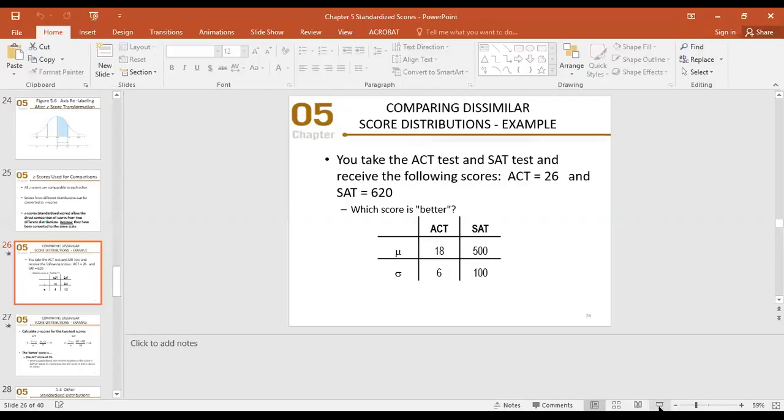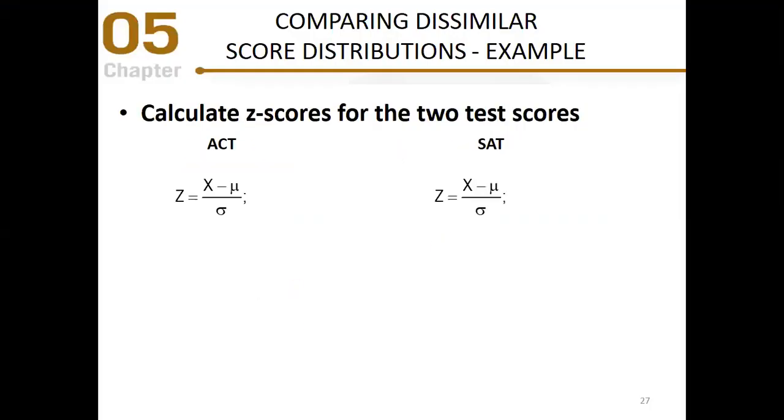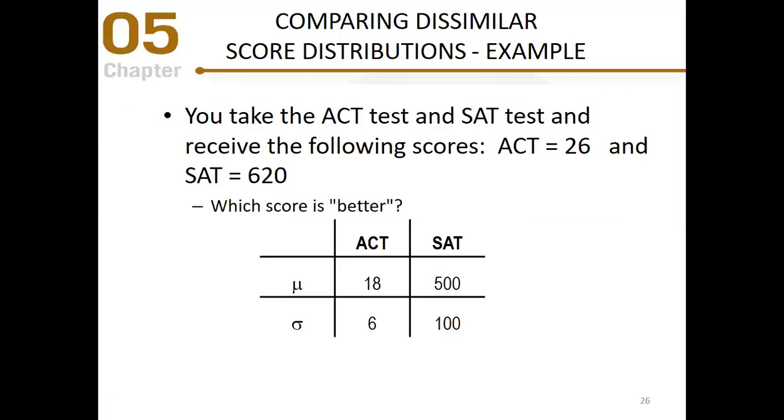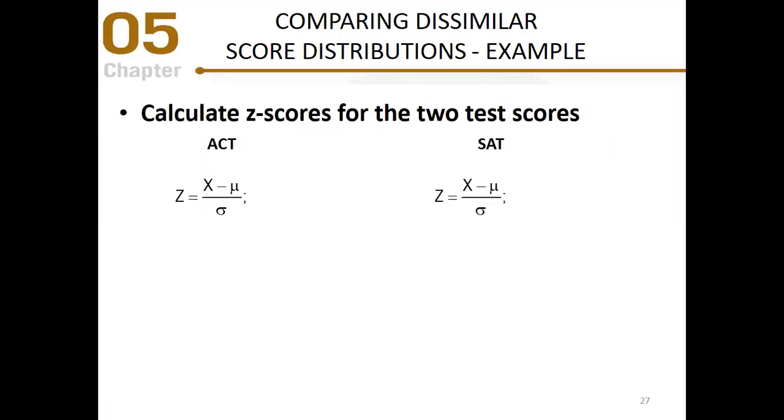Let's go ahead and see how we solve this question. Let's calculate z-scores for the two tests. There is our z-score formula. We're going to create a z-score for the ACT result of 26, and we are going to compute a z-score for the SAT result of, was it 500? Sorry, 620. Which one is better? 26 on the ACT or 620 on the SAT?